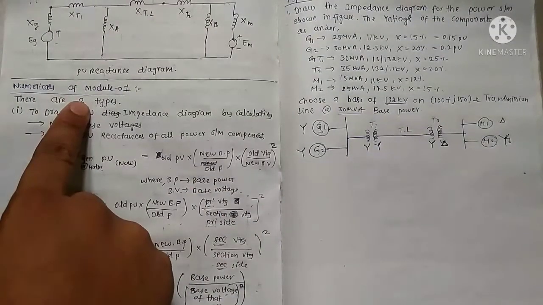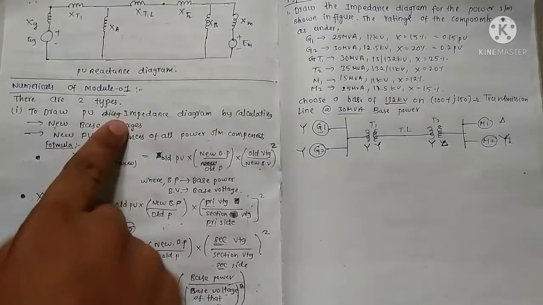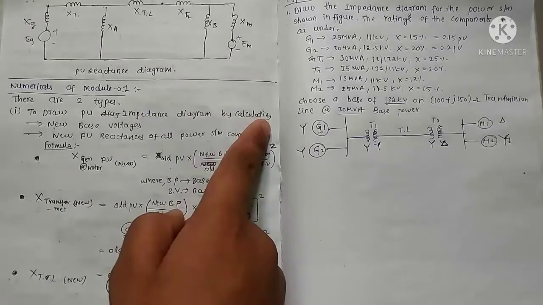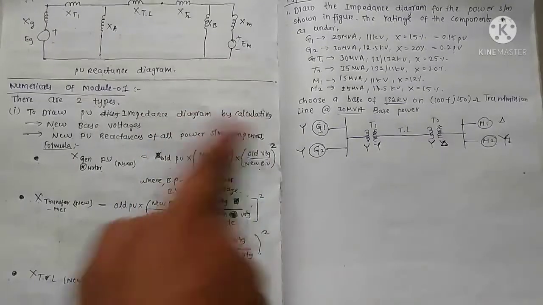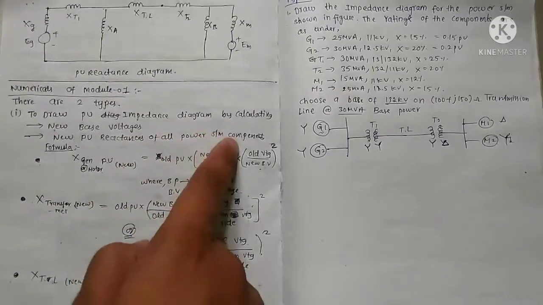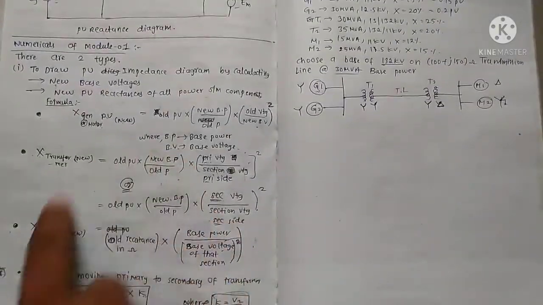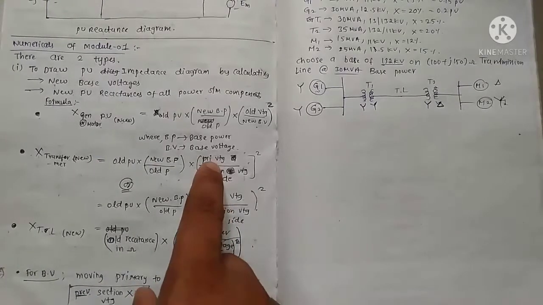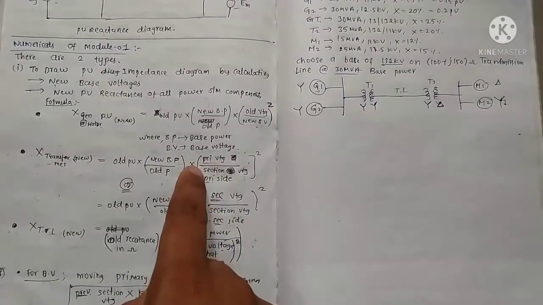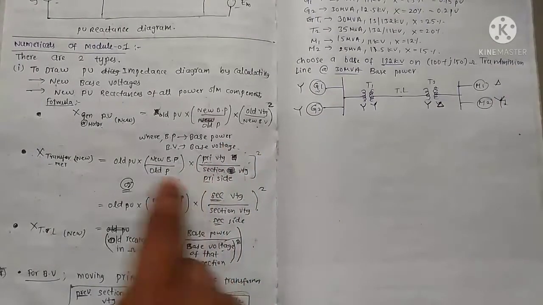Generally, there are two types of numericals. First, they will ask you to draw a PU impedance diagram by calculation. It can be achieved by calculating new base voltages and new PU reactances of all power system components. These are the formulas to calculate the new PU reactances. You will come to understand them by solving the numericals.